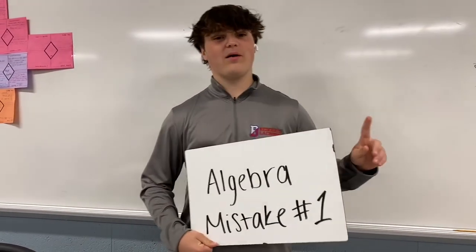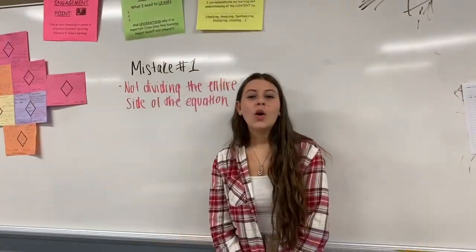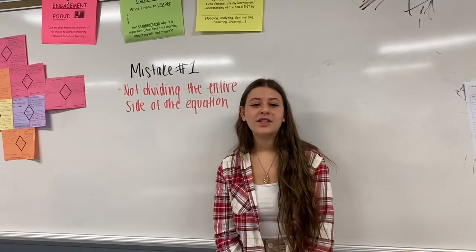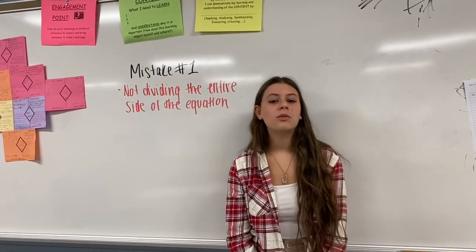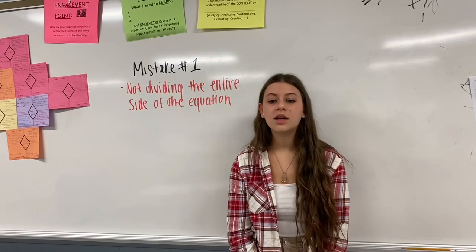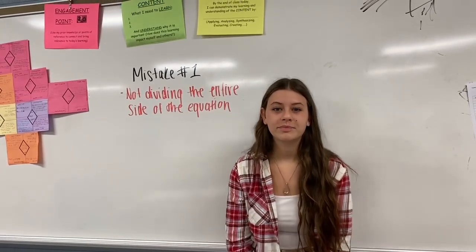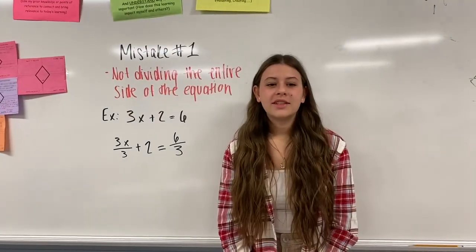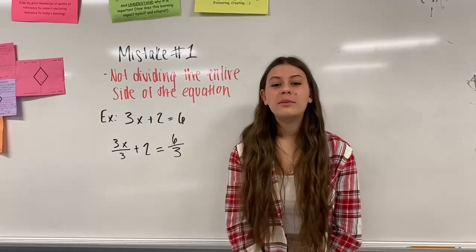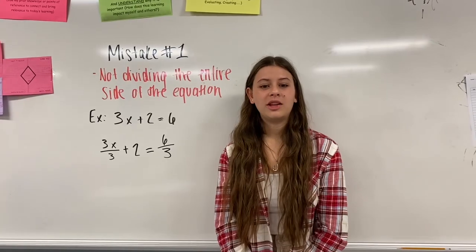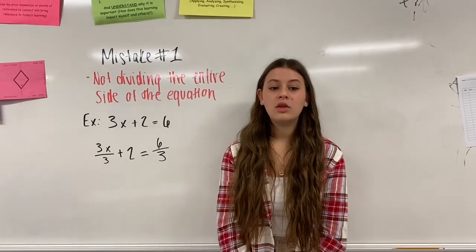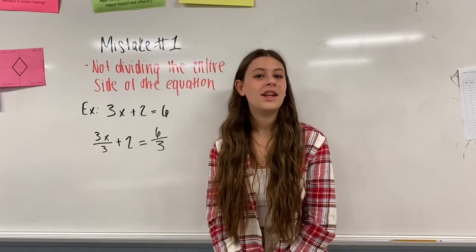Algebra mistake number 1. What you do to one side of the equation, you need to do to the other. This is one of the most important rules in math. The most common mistake is not dividing the entire side of the equation. Here's an example. Can you see the mistake? The student meant to divide both sides of the equation by 3. On the left-hand side, only the 3x was divided by 3, not the plus 2.